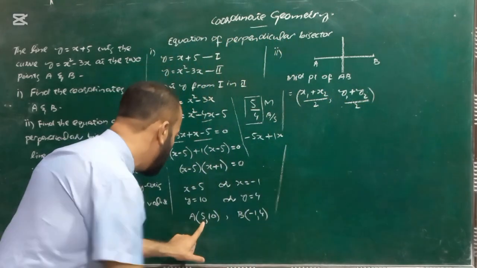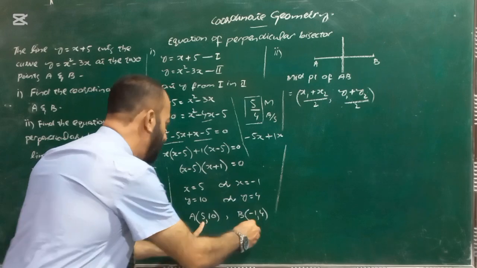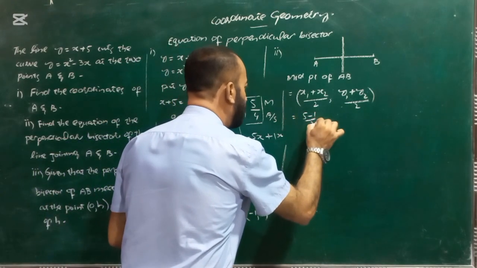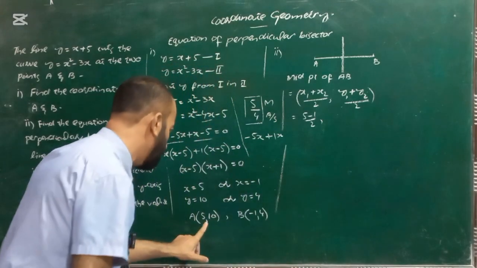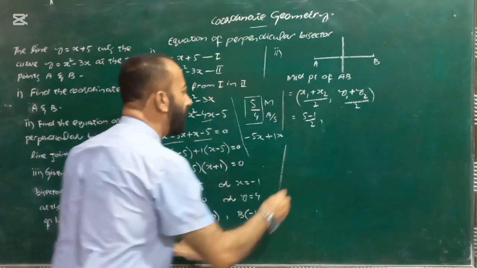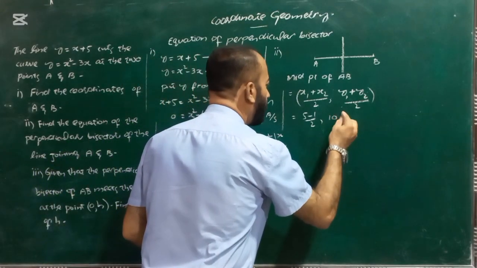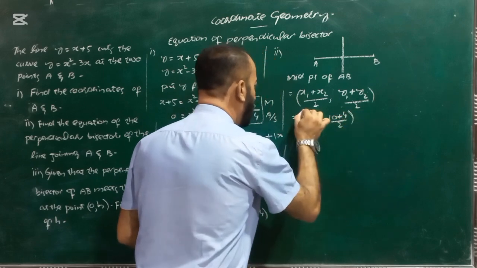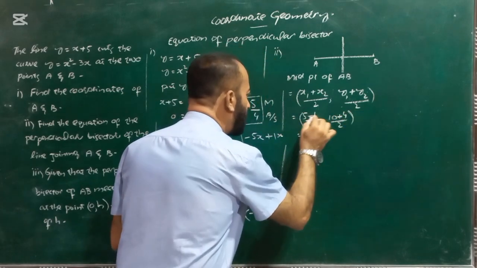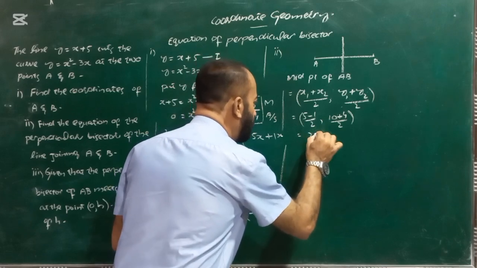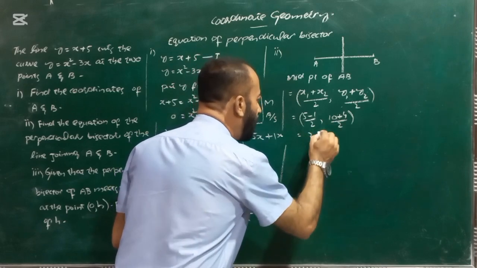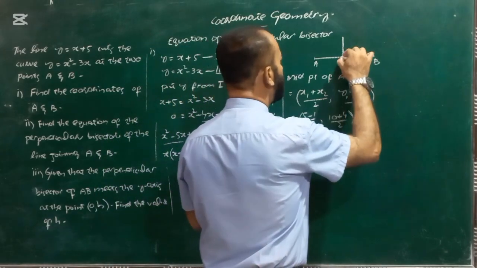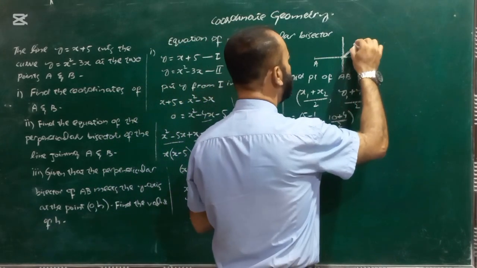This is the formula for finding the midpoint. So look now, x1 plus x2, 5 minus 1 over 2, and y1 plus y2, so 10 plus 4 divided by 2. From here you can see 5 minus 1, 4 divided by 2 will be 2, and 10 plus 4, 14 divided by 2 will be 7. So this is the midpoint. So it means this is 2, 7.